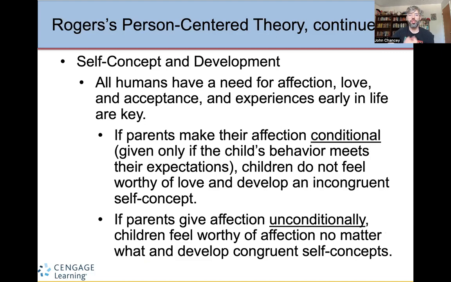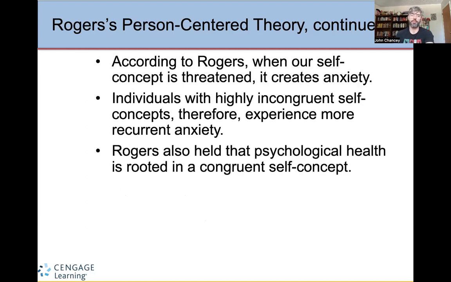All humans seek things like affection, love, and acceptance, and those experiences, especially early on, when parents can give those needs to their children, are absolutely vital for development. So when parents make their affection more conditional, meaning dependent on how the child feels or acts, then an incongruent self is more likely to develop. But when parents are able to exhibit unconditional positive regard towards their children, even when they make mistakes, even when they're human and they err, you're more likely to see better developmental outcomes, a more congruent self.